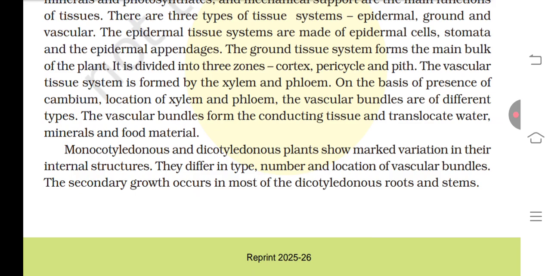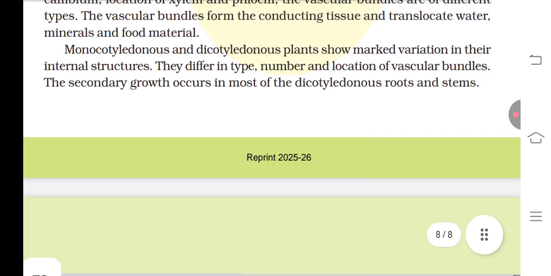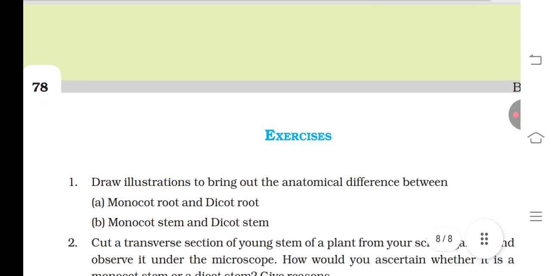On the basis of the presence of cambium and the location of xylem and phloem, the vascular bundles are of different types. The vascular bundle forms the conductive tissue that translocates water, minerals, and food materials. Monocotyledons and dicotyledons show marked variation in their internal structure. They differ in the type, number, or location of vascular bundles. Secondary growth occurs in most of the dicotyledons, in roots and stems.